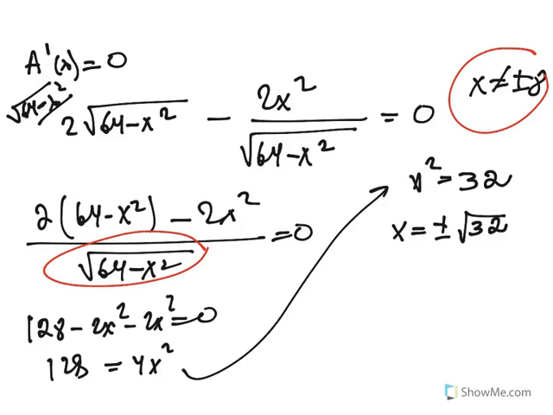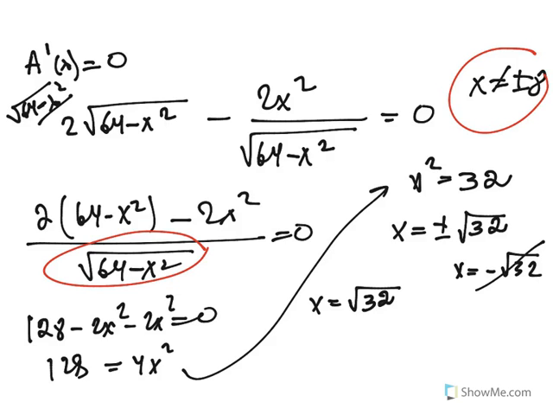Obviously, you're going to reject x equals negative square root of 32 because we don't consider negative length, obviously. So x equals the square root of 32. So that would be the value that gives you the maximum area.